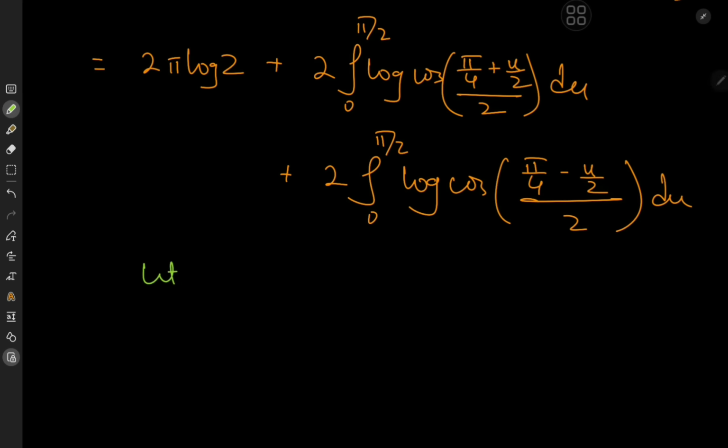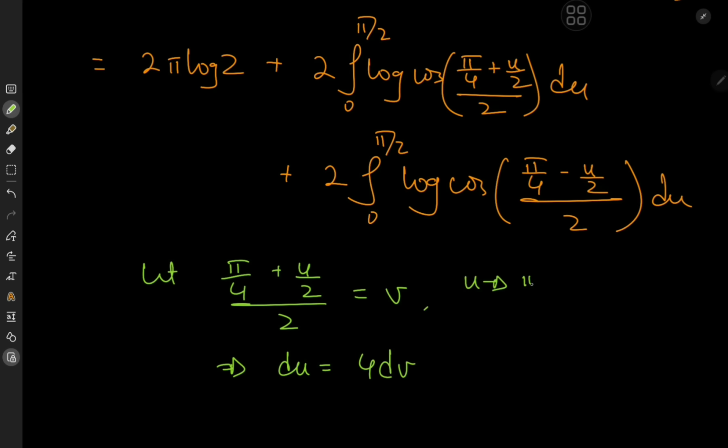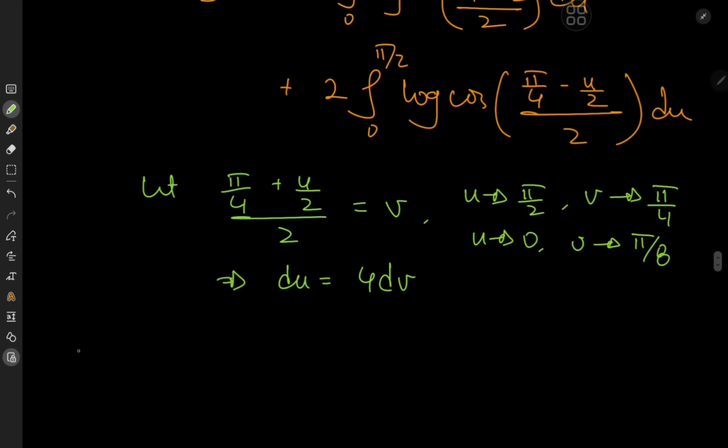First up, we're going to let (pi by 4 plus u by 2) divided by 2 equal v. Now, what does this mean for the differential element? This implies that du would be 4 times dv. And as far as the limits are concerned, as u approaches pi by 2, we have (pi by 4 plus pi by 4) divided by 2, so v approaches pi by 4. And as u approaches 0, we have v approaching pi by 4 divided by 2, which is, of course, pi by 8.